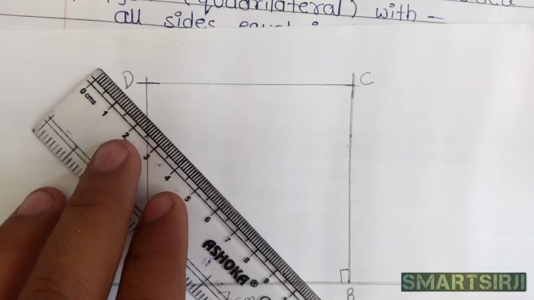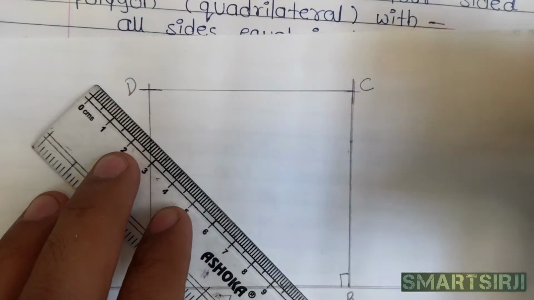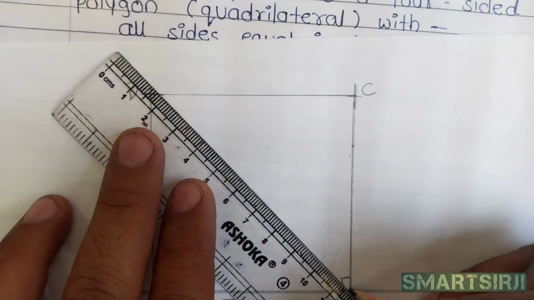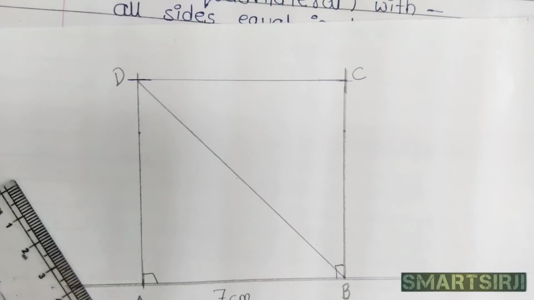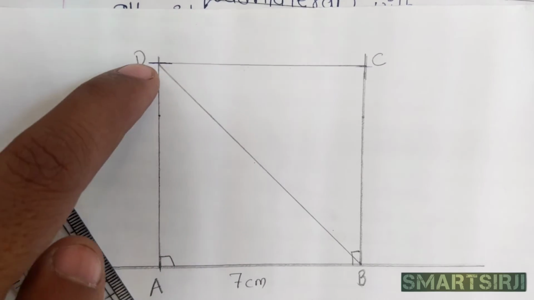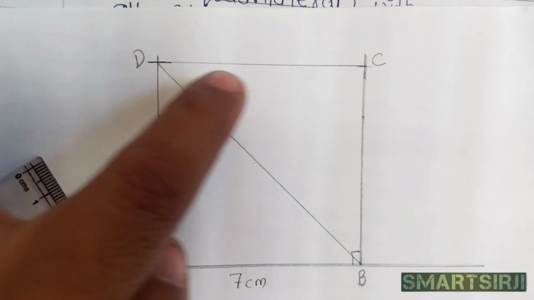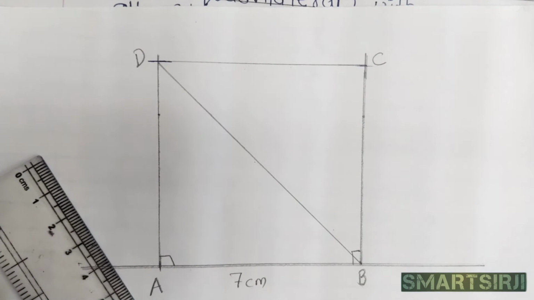If I join the opposite vertices or angles, then I will get one diagonal. So this is diagonal BD. As I draw this diagonal BD, I got triangle DAB and triangle DCB. Both are identical, meaning congruent. Both are right-angled isosceles triangles.